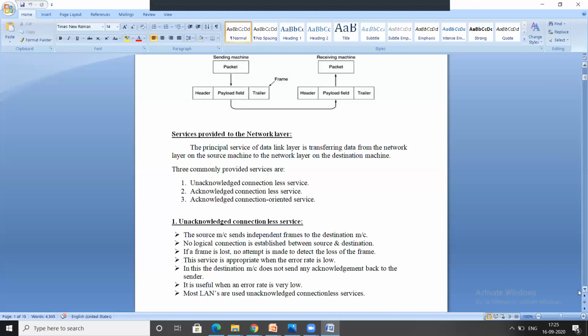Okay, and second one, connectionless service. This is also connectionless service. No logical connection is required between source and destination. And when these types of services are used, I told you first one, when unacknowledged connectionless services are used, the answer is wherever the error rate is very low, then we will use unacknowledged connectionless service.